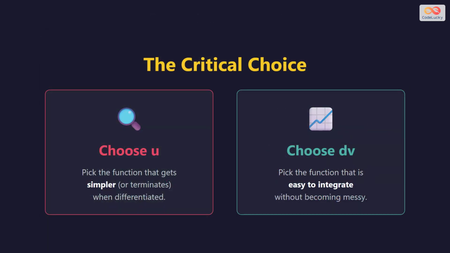The hardest part of this technique is starting. You have to split your integral into two parts, u and dv. Your choice matters. You want to pick a u that gets simpler when you differentiate it, like x becoming 1. And you want to pick a dv that is easy to integrate without turning into a nightmare.